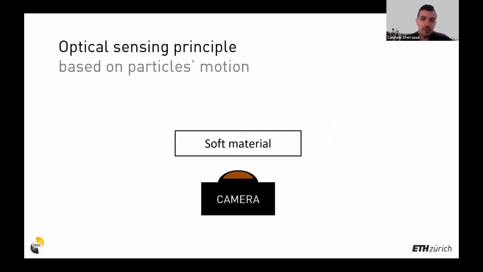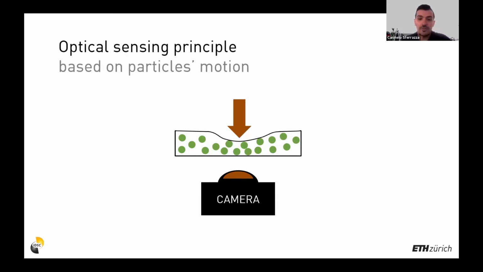If we place a camera below a soft, transparent material, and we randomly and densely spread some tiny plastic particles within this material, once a contact force is applied, the material will deform and trigger the particle motion, which is tracked by the camera. The patterns created by the particles encode information about the soft material deformation, and therefore the force applied to the sensing surface.